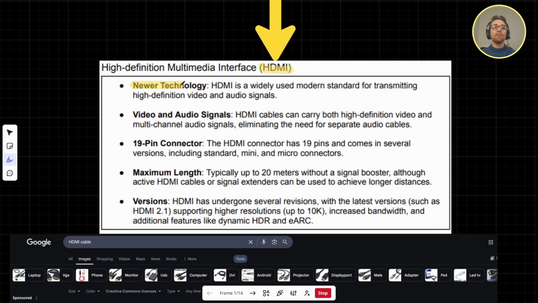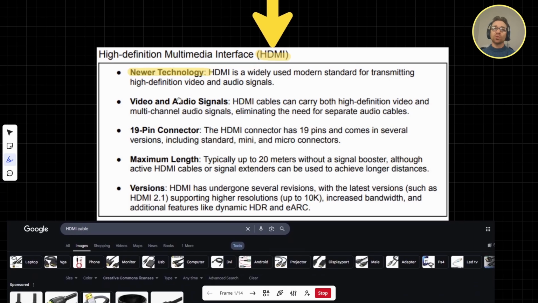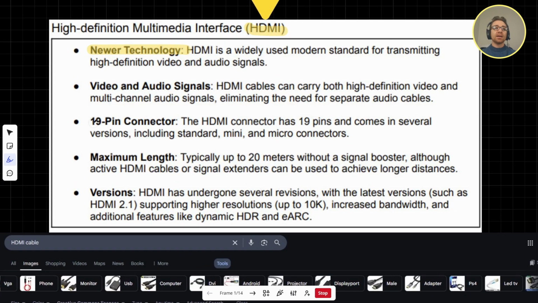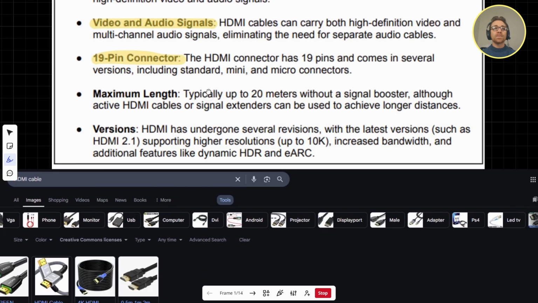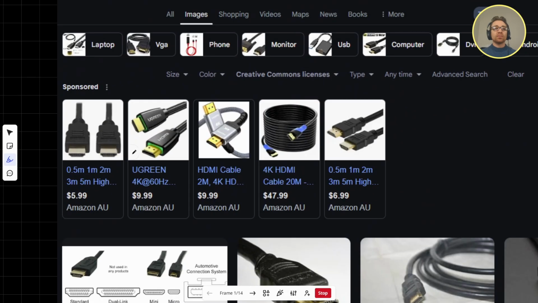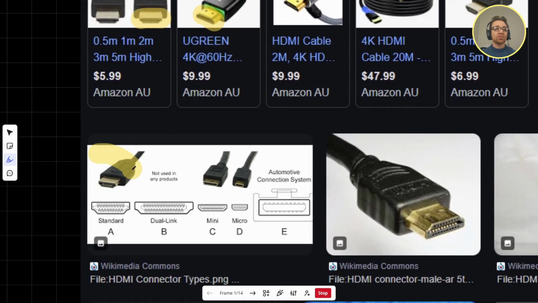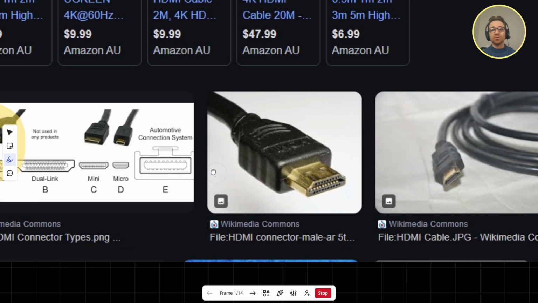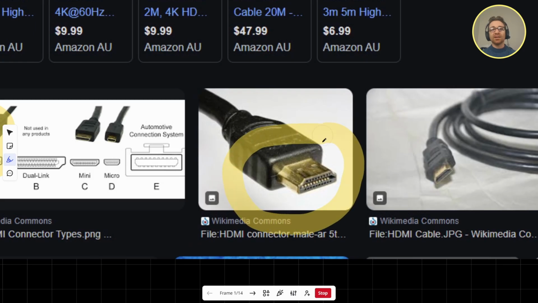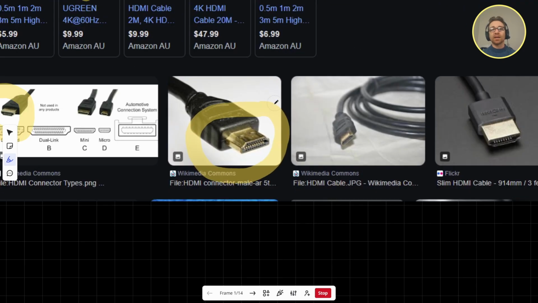So they're a newer technology, one of the newer cables. I'm sure we've all used one before. They use a 19-pin connector. They have 19 pins and they transmit both video and audio. Now, you'll also need to be able to visually identify them. So hopefully we should know what they look like. I'm sure you have one lying around your house, right? But just know that it looks like that. It's got a weird little lip thing up the top.